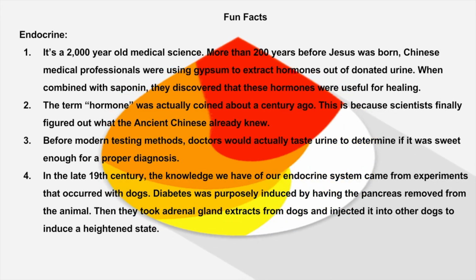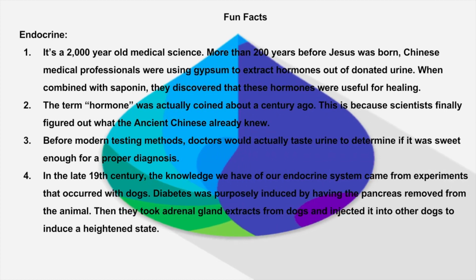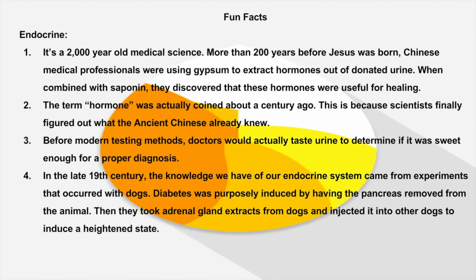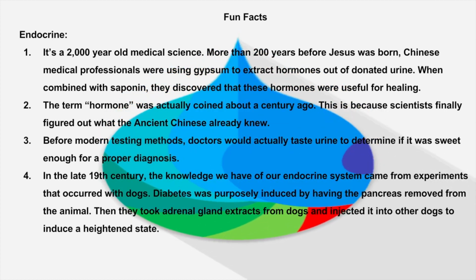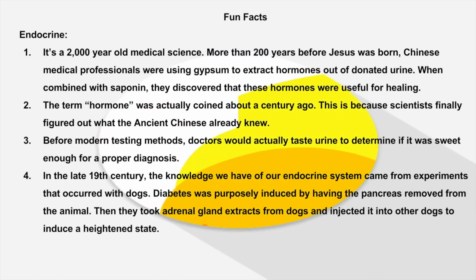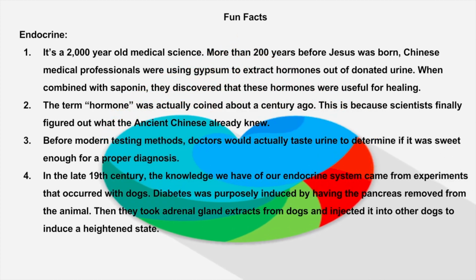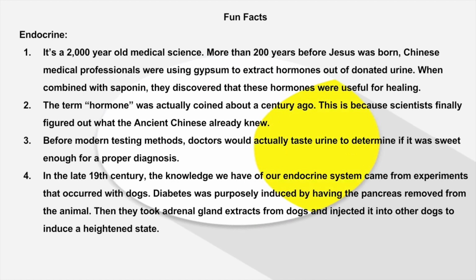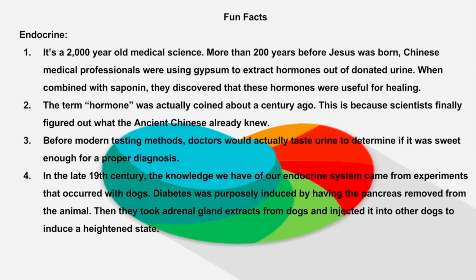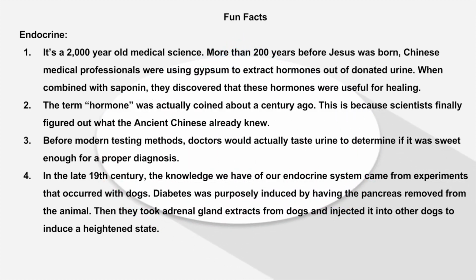Finally, in the late 19th century, the knowledge we have of our endocrine system came from experiments that occurred with dogs. Diabetes was purposely induced by having the pancreas removed from the animal. Then they took the adrenal gland extracts from dogs and injected it into other dogs to induce a heightened state.